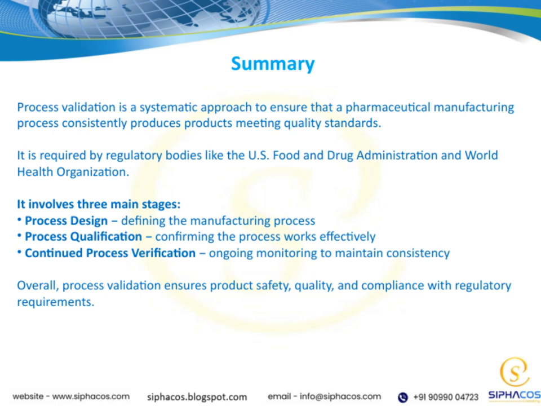The process validation involves 3 main stages. First is process design, where we define and develop the manufacturing process itself. Next is process qualification, which confirms that the process works effectively and reliably. Finally, there's continued process verification, where we continuously monitor the process to ensure it remains in control and maintains product quality over time. Overall, what we're aiming for with process validation is to guarantee product safety, uphold quality, and stay compliant with regulatory requirements. It's a critical part of ensuring that our products are safe for consumers and meet the high standards expected in the industry.